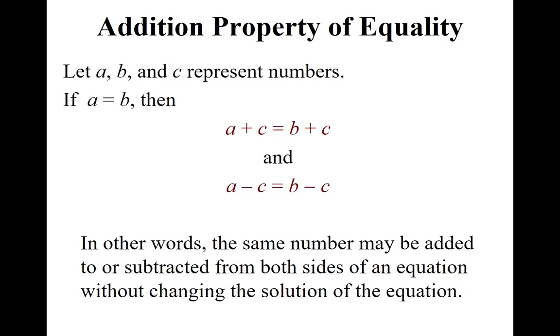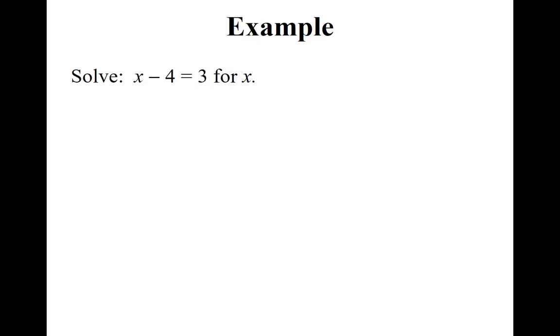So, in other words, the same number can be added to both sides or subtracted from both sides of an equation without changing the solution of the equation. That is extremely powerful when it comes to solving. So let's take a look at x minus 4 equals 3. We want to solve this for x. Now you might be able to look at that and say, hey, 7 minus 4 is 3. x equals 7. But that's not solving.